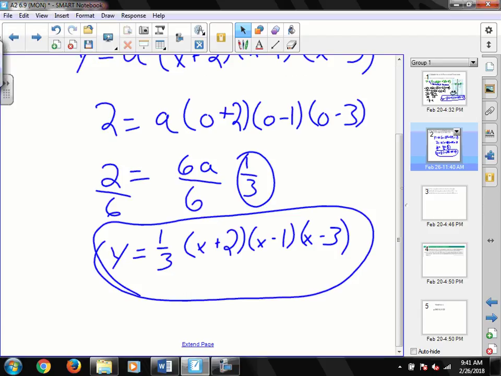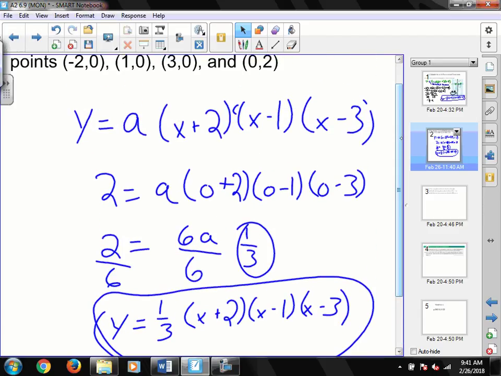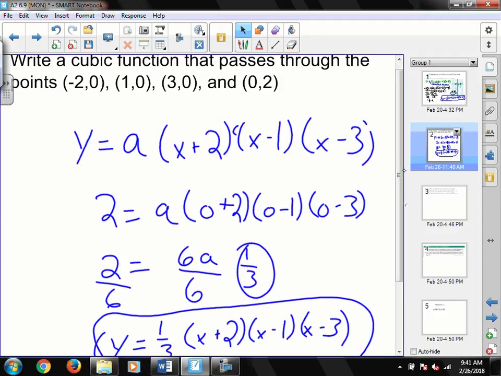So let's take a look at this here. Blake started out. Sets it up. Y equals a times all of our x-intercepts. I don't tell you they're x-intercepts, but how can you tell that they are? Good. Your y value is always 0 at your x-intercepts. So x minus a negative 2 is going to give us that x plus 2, x minus 1, x minus 3. We're going to use the 0, 2 point.